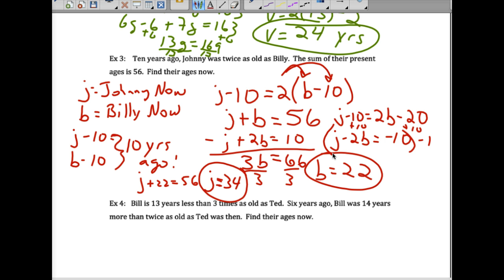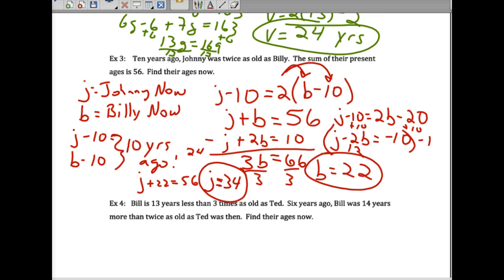See if it works out. Is the sum of their present ages 56? Yes, it is. How old were they 10 years ago? 24 and 12. Was Johnny twice as old as Billy then? Is 24 twice 12? Yes. Checks out.